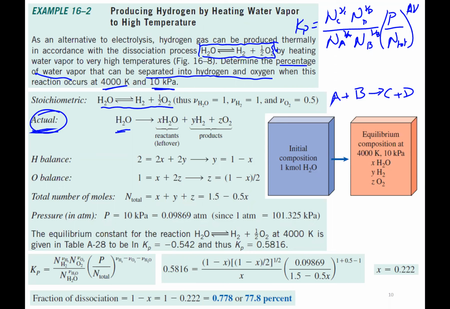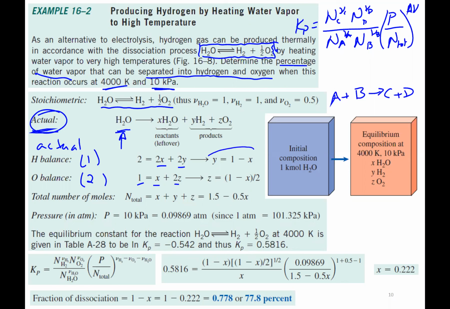So this is our actual. We have X moles of H2O, Y moles of hydrogen, and Z moles of oxygen. So X, Y, and Z are what we have as the result. When we set up our first equation, it's our hydrogen balance, and then our second one is our oxygen balance. For the hydrogen balance, we have 2H, and we're looking at the actual here. We have 2 hydrogens on the left, and on the right we have 2 times X from whatever's left over of water, and then 2 times Y from our hydrogen. For oxygen, we have 1 in the water, X from water left over, and then 2Z.